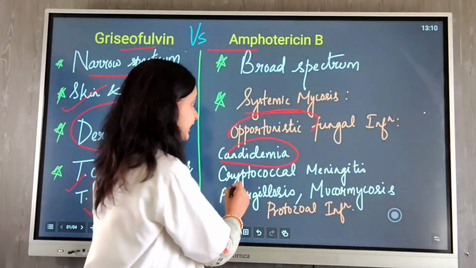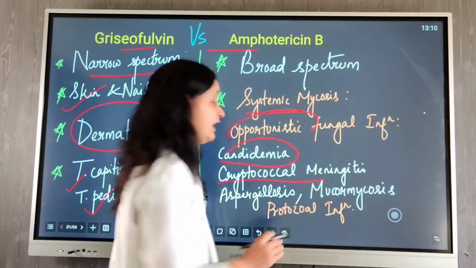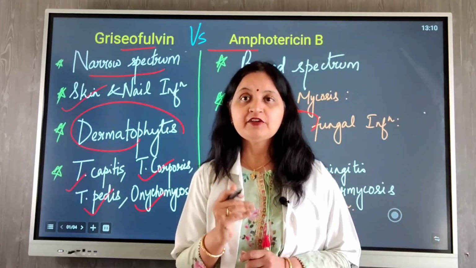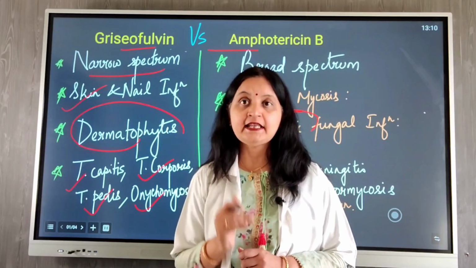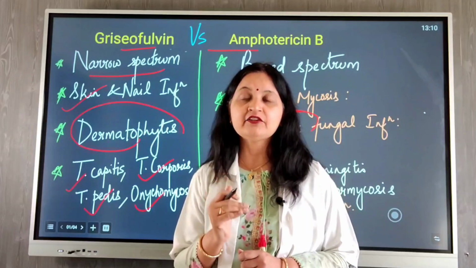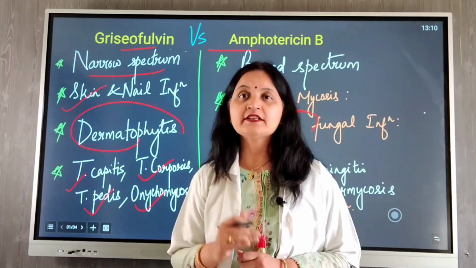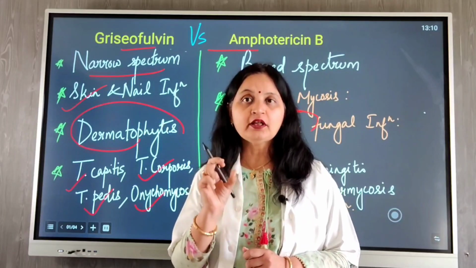And it can also treat cryptococcal meningitis in combination with flucytosine, which helps in the penetration of Amphotericin B into the cell, increasing its efficacy and decreasing its toxicity. So in cryptococcal meningitis, Amphotericin B is administered intrathecally.